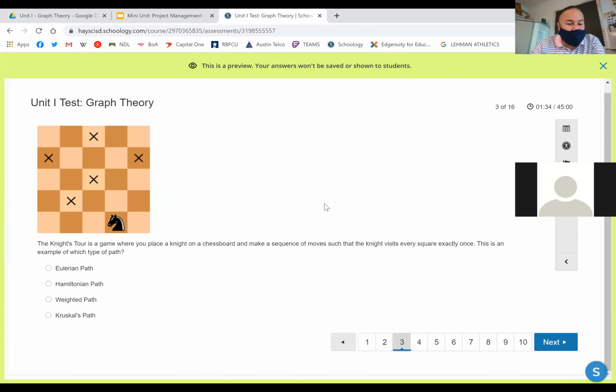Next. The Knights Tour. This is a game that I wish we would have played. We play it every year in this class. Unfortunately, because of COVID, we couldn't do that this year. But this is an example of a Hamiltonian path, because you're visiting every square exactly once. So Hamiltonian path was the correct answer for this one.